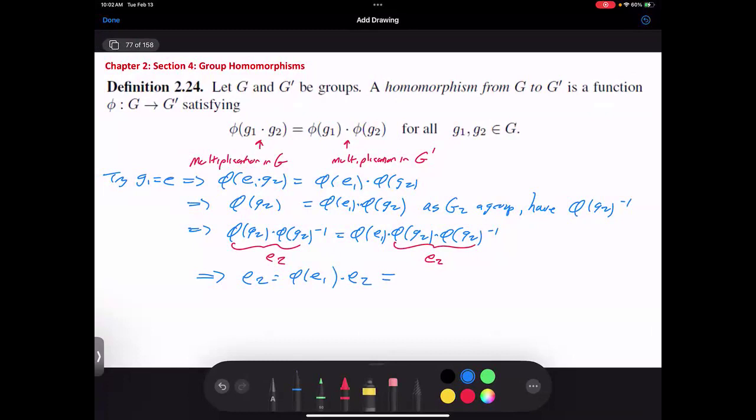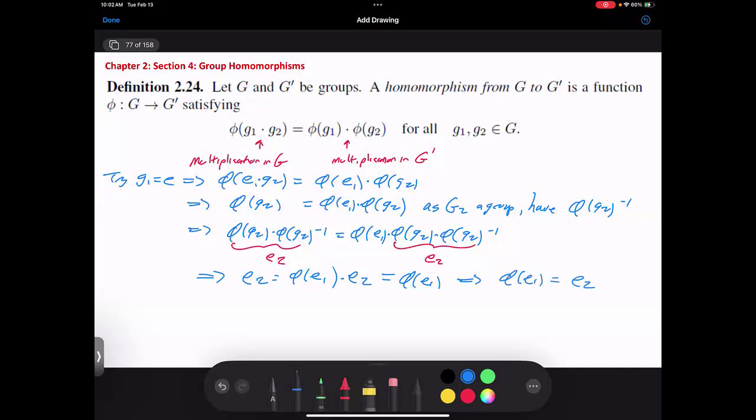So what is phi of E1 dotted with E2? It's just E2? Nope. Phi of E1 dotted with E2. Okay. Yeah, I mean, it is E2 from the left-hand side, yes. But if you look at the right-hand side, phi of E1 dotted with E2, what does that equal? It's just phi of E1. So therefore, we get phi of E1 equals E2.